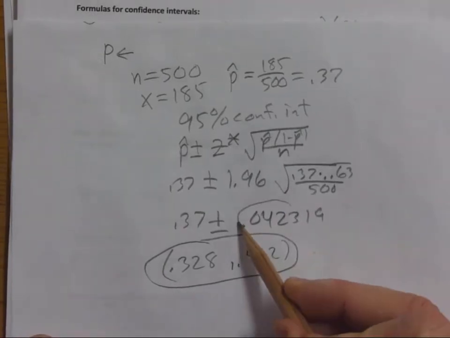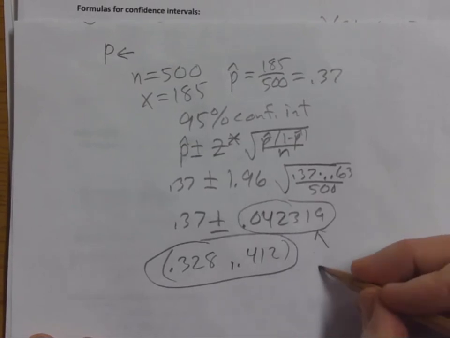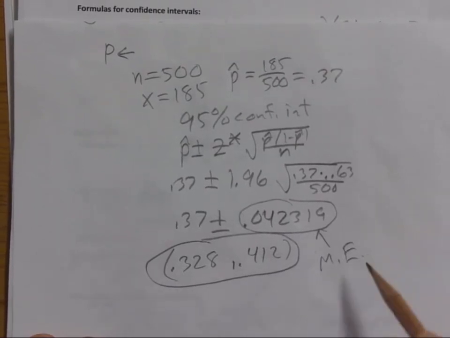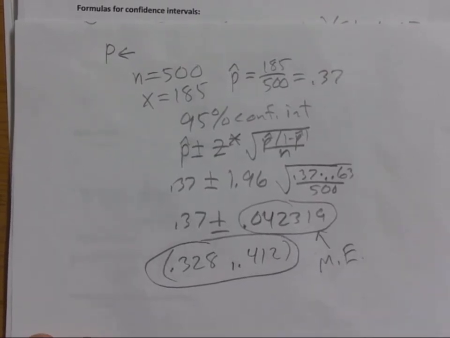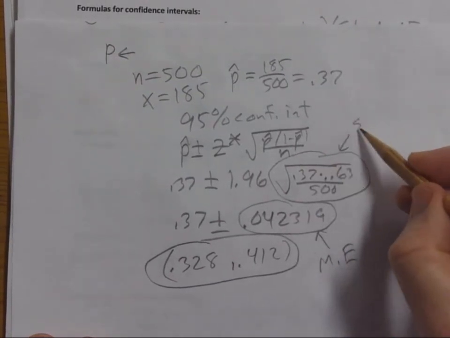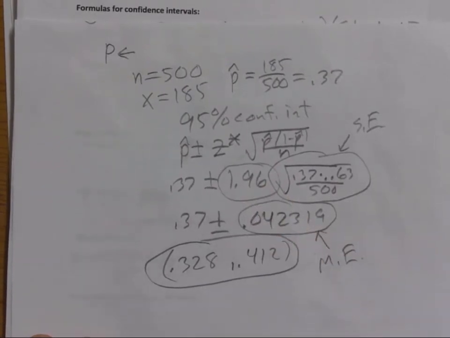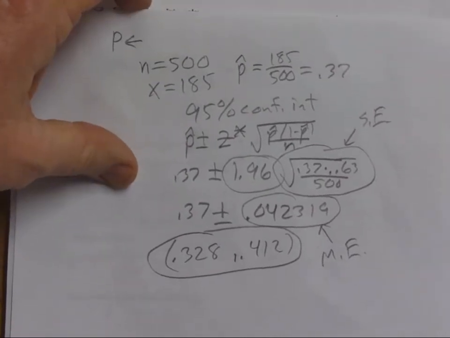This number right here, and you could and will be asked this. You'll be asked, what is the margin of error? That is it. That is your margin of error. You'll be asked, what's your standard error? That is it. That is your standard error. You'll be asked, what is your critical value? That is it, right there. And so those are the kind of questions you're going to be asked on your test that you need to be able to answer.